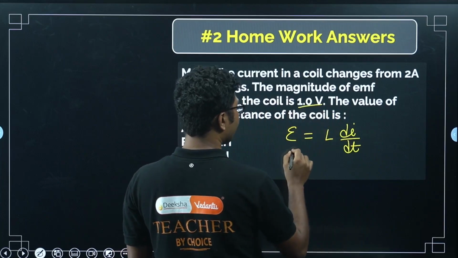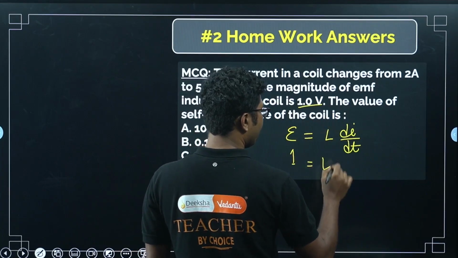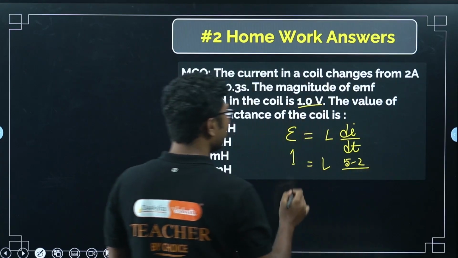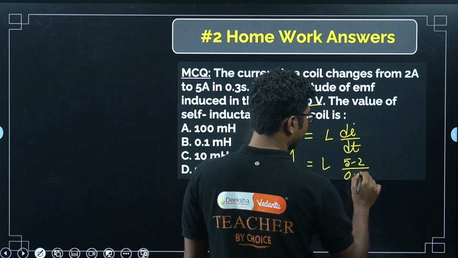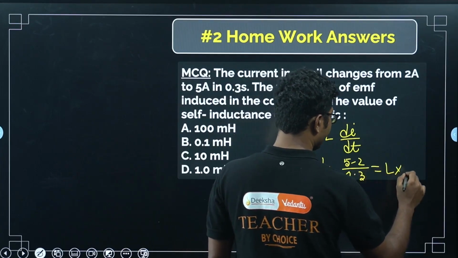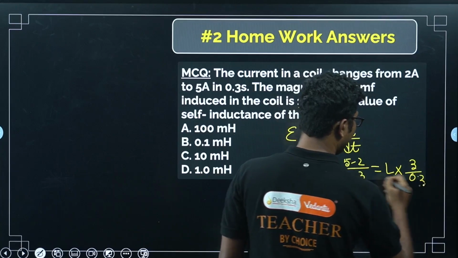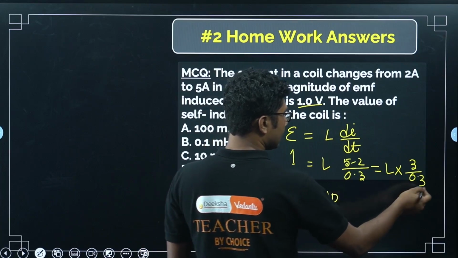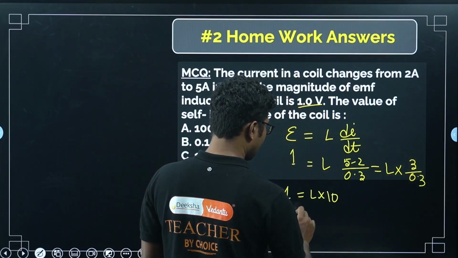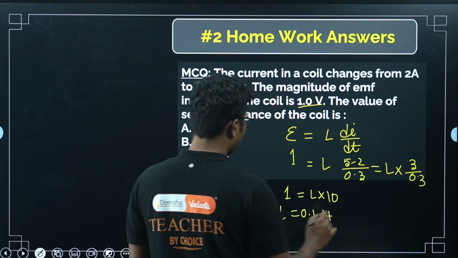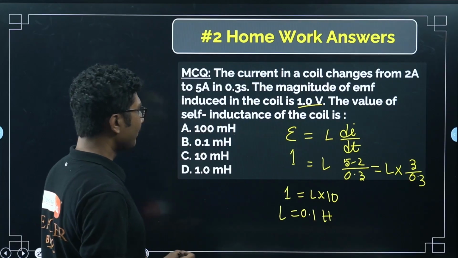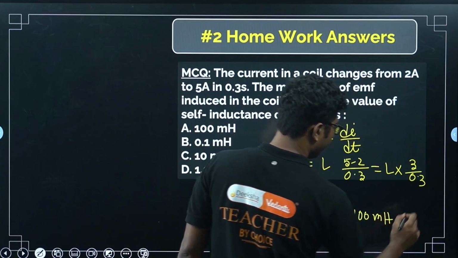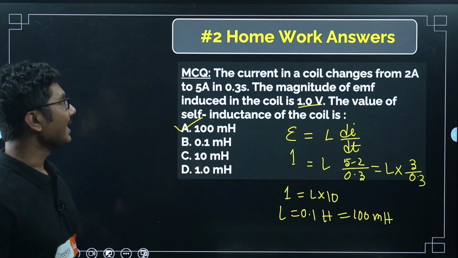So induced EMF is 1 volt, L we don't know, di is 5 minus 2 and dt is 0.3 seconds. So it is L times 3 divided by 0.3. So 1 equals L times 10, as 3 divided by 0.3 is 10. So L is 0.1 Henry, but they have mentioned the answer in millihenry, so it will be 100 millihenry. Simple as that. So the correct answer is option A.